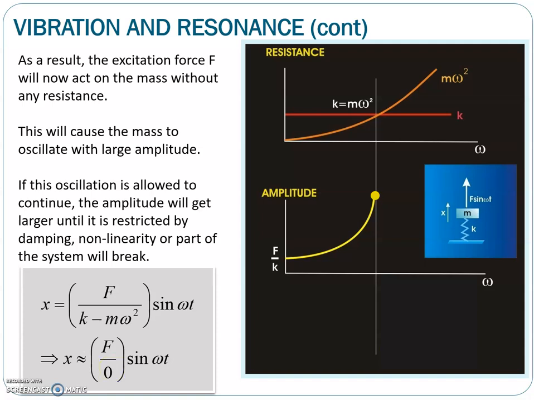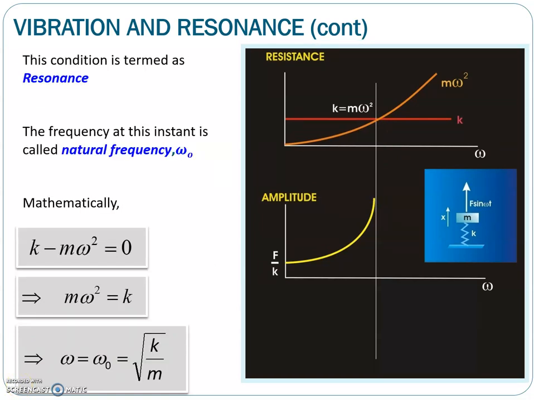If this oscillation is allowed to continue, the amplitude will get larger until it is restricted by damping, non-linearities, or part of the system will break. In this case, because of no damping, it goes to infinity. This condition is termed resonance. When resonance happens, the system undergoes zero resistance, in which, mathematically, k minus m omega squared equals 0. Rearranging it, we have m omega squared equals k.